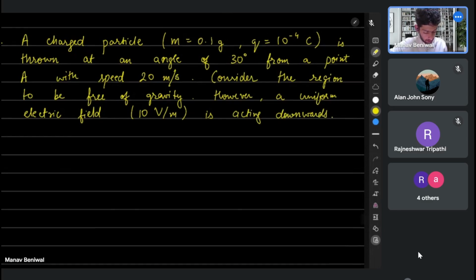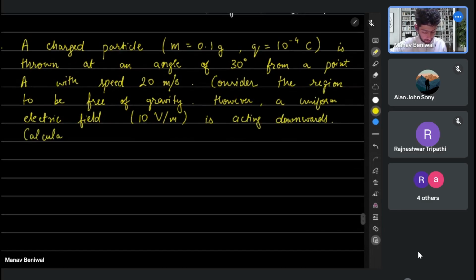Okay, calculate the maximum height h attained by the particle.